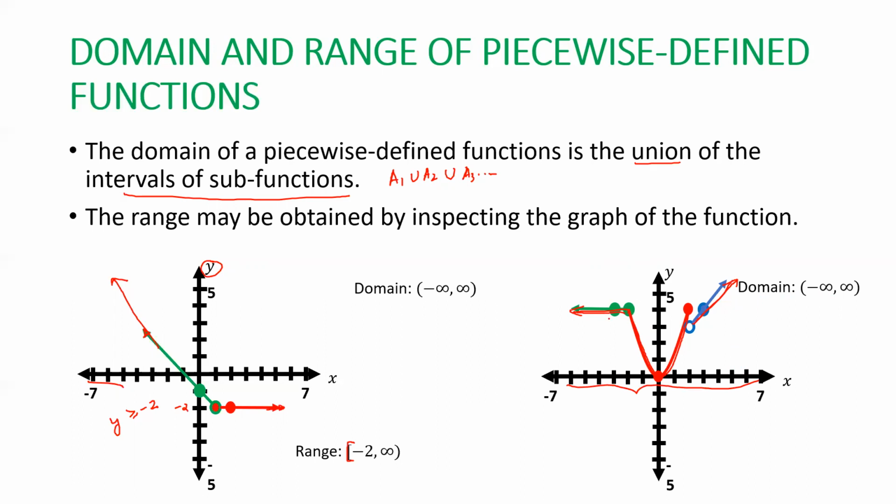But for the range, the lowest y value happens here at the origin, wherein y is equal to 0. So that means y is greater than or equal to 0 because the graph extends indefinitely upward. So the range can be written as bracket 0, comma, positive infinity, close parenthesis.